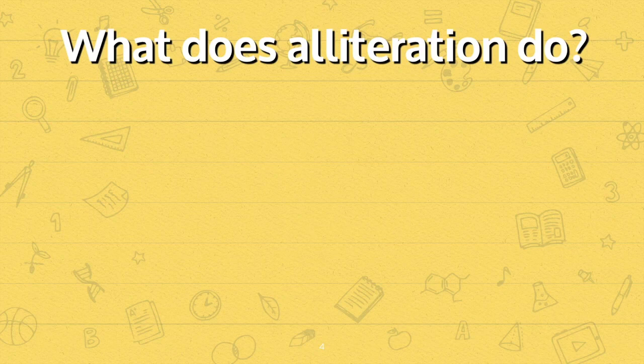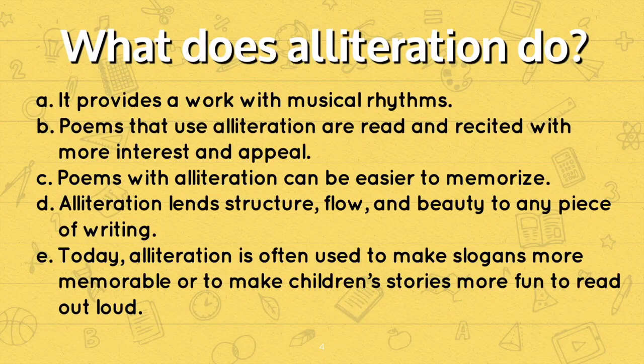So what does alliteration do? Well, it provides a work with musical rhythms. Poems that use alliteration are read and recited with more interest and appeal. Poems with alliteration can be easier to memorize. Alliteration lends structure, flow, and beauty to any piece of writing. And today, alliteration is often used to make slogans more memorable or to make children's stories more fun to read out loud.